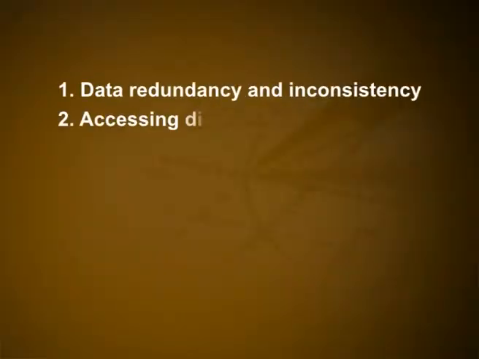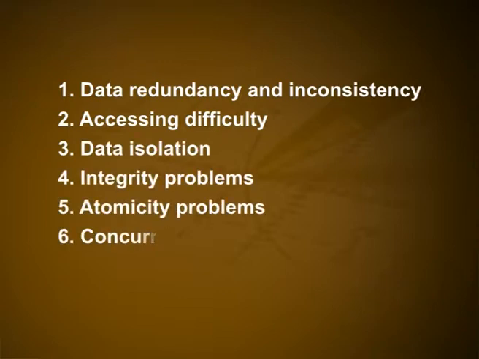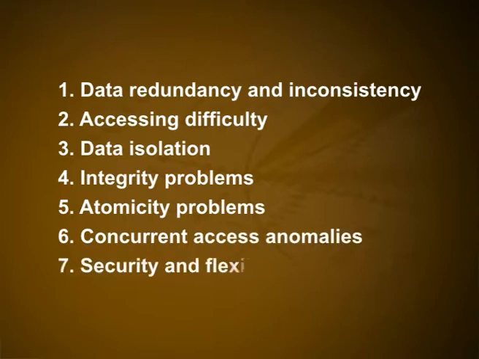This typical file processing system is supported by a conventional operating system. The system stores permanent records in various files, and different application programs need to extract and add records to files. Keeping organizational information in a file processing system has a number of disadvantages, such as data redundancy and inconsistency, access difficulty, data isolation, integrity problems, atomicity problems, concurrent access anomalies, and security and flexibility problems. These difficulties paved the way for database systems.